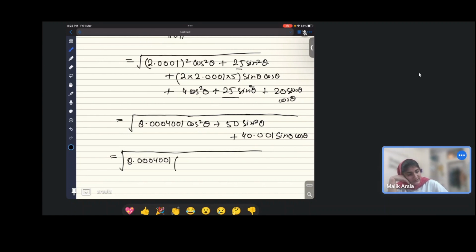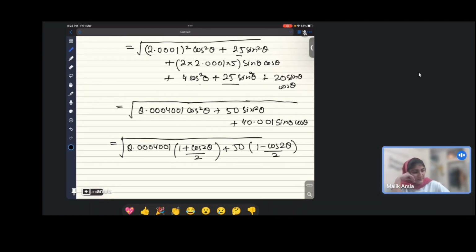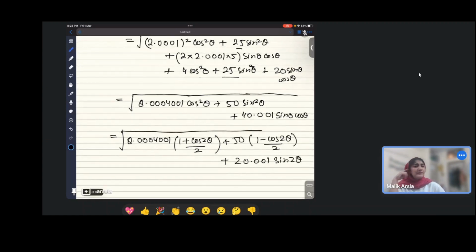8.0004, and this thing can be written as (1 plus cos 2 theta) upon 2, and sine square theta can be written as what? (1 minus cos 2 theta) divided by 2, and this thing can be written as twice sine theta cos theta, which is what? Sine 2 theta. So I'll write 20.001 sine 2 theta. Understood till here? Yes, yes, twice.